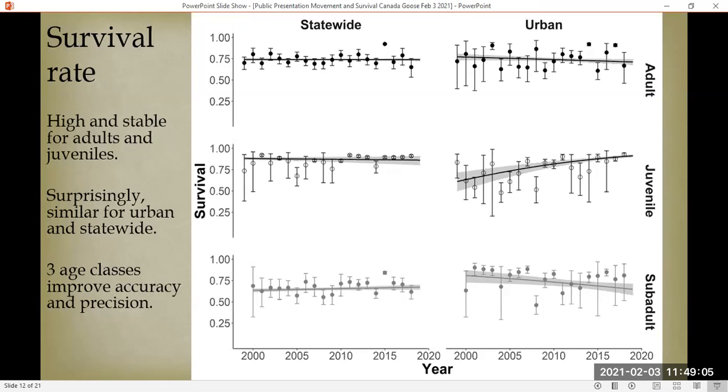And we found that breaking up the banding data this way was really insightful and allowed us to better understand what's going on with Iowa's Canada geese.